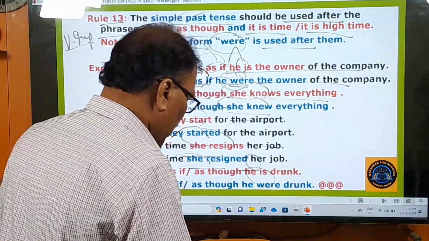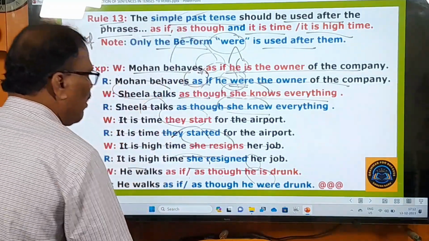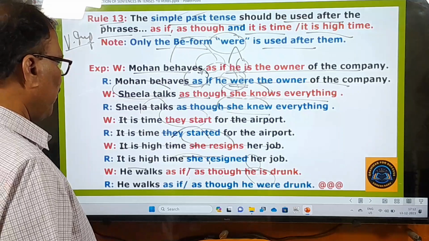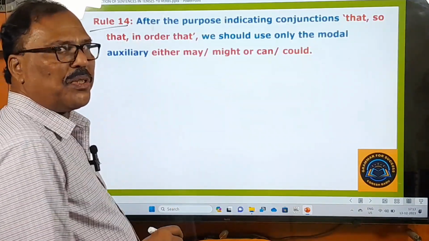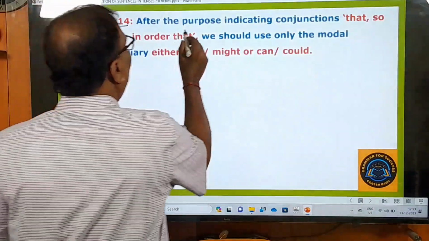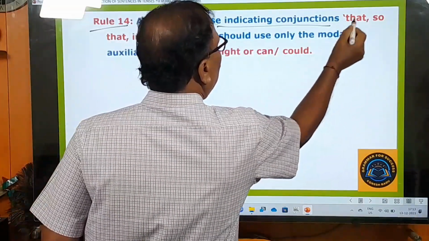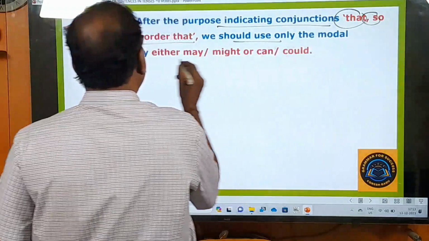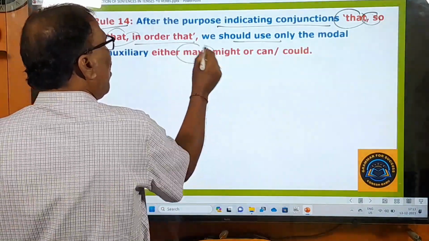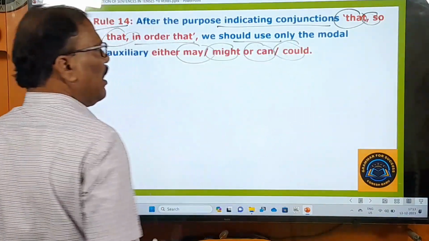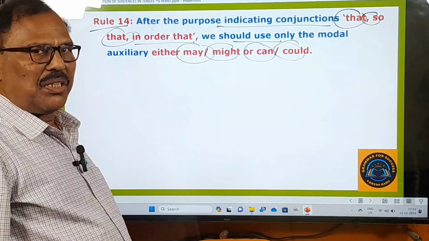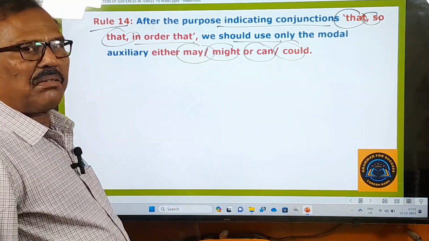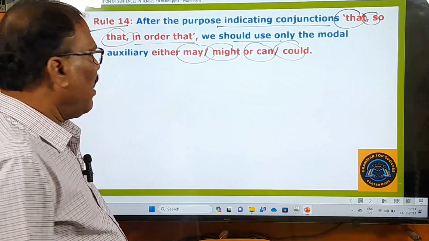And right, now let's move on to the next rule, last but one. Rule 14 is there. This is the last but one in this video, and here, after the purpose-indicating conjunctions like that, so that, in order that, we should use only the modal auxiliary may or might, can or could. Any one of them you have to use in the subordinate clause.